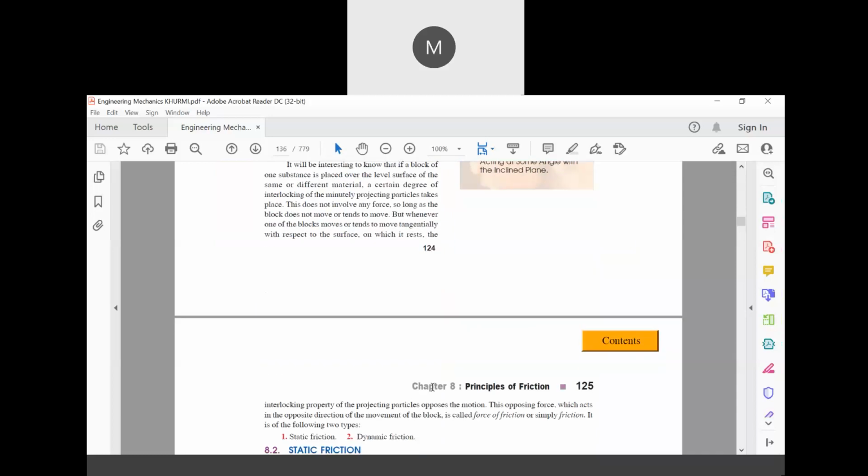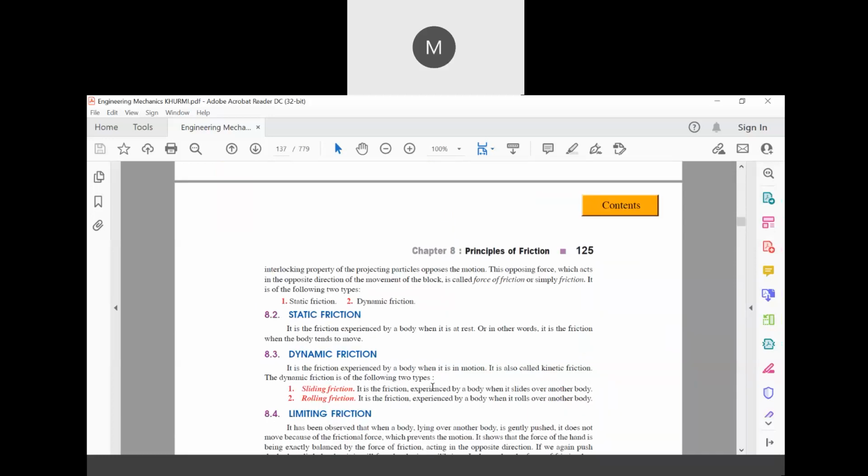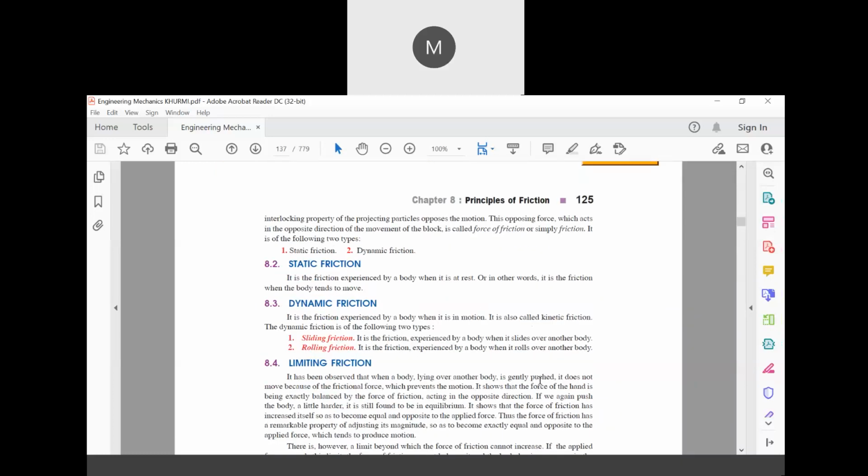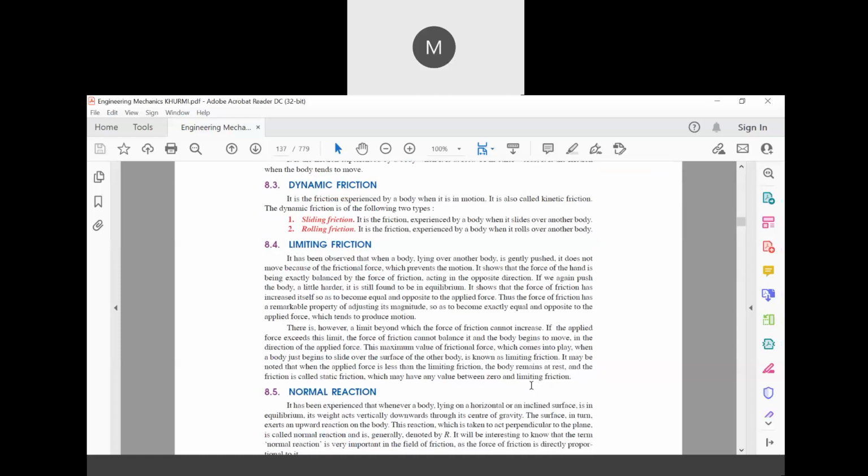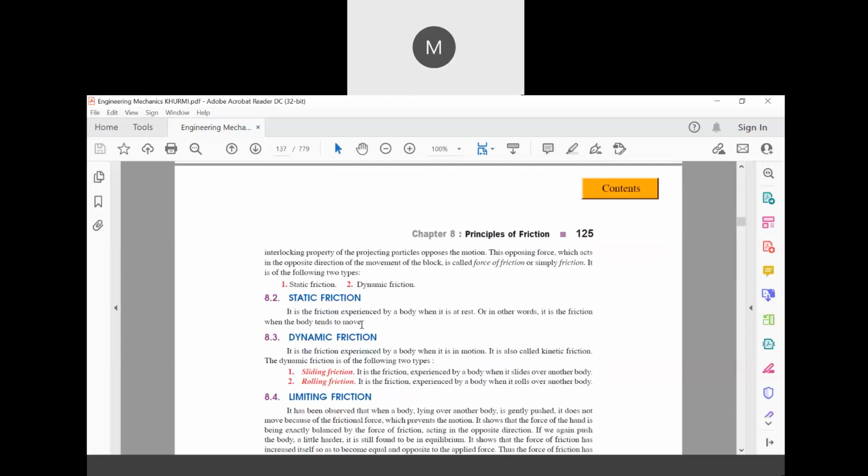Just now we discussed static friction, dynamic friction, and now limiting friction. As discussed, static friction means the friction experienced by a body when it is at rest. Suppose the body is at rest, that means it is not moving. It is not moving because it is accompanied by a certain amount of friction. That friction is known as static friction.